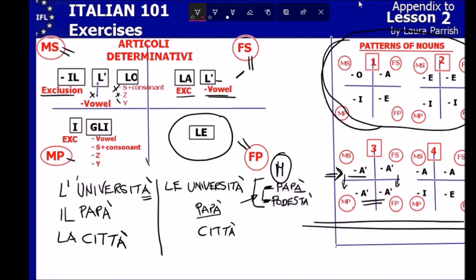Here, papà is one of the 2 exception words ending in a accent that are masculine. So you go here, the corner of masculine plural, and you say, start with a vowel, no, S plus consonant, no, Z, no. So by exclusion, the right one is this one, i papà. Last one, città. It is feminine because it's not one of the 2 exceptions. So we go here, feminine plural, there is only one. This is wonderful. Feminine plural is always le. There you go.